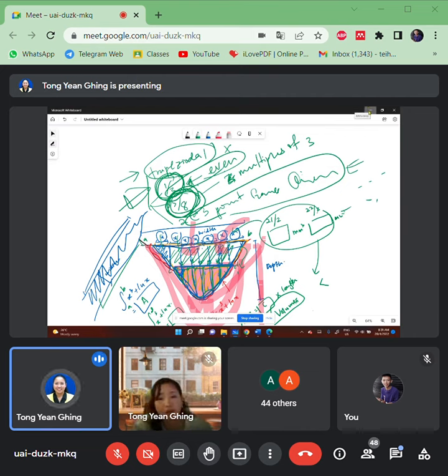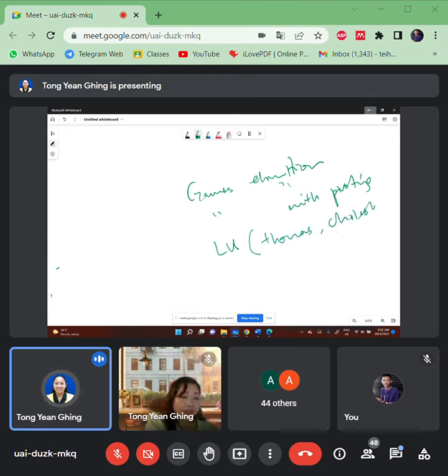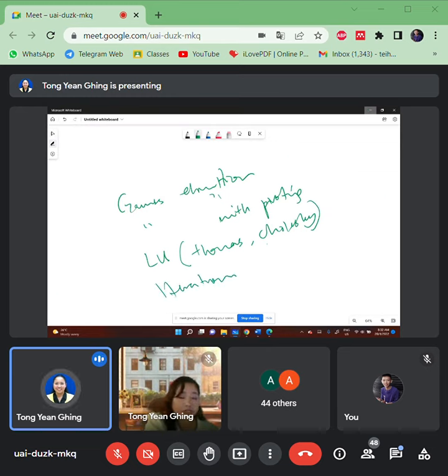Like a system of linear equations. For a system of linear equations, you have a few methods. You learned them before, right? You have Gauss elimination, and Gauss elimination with pivoting. You have LU factorization, the Thomas method, and the Cholesky method. And then you have iteration methods, that is the Gauss-Seidel iteration method.